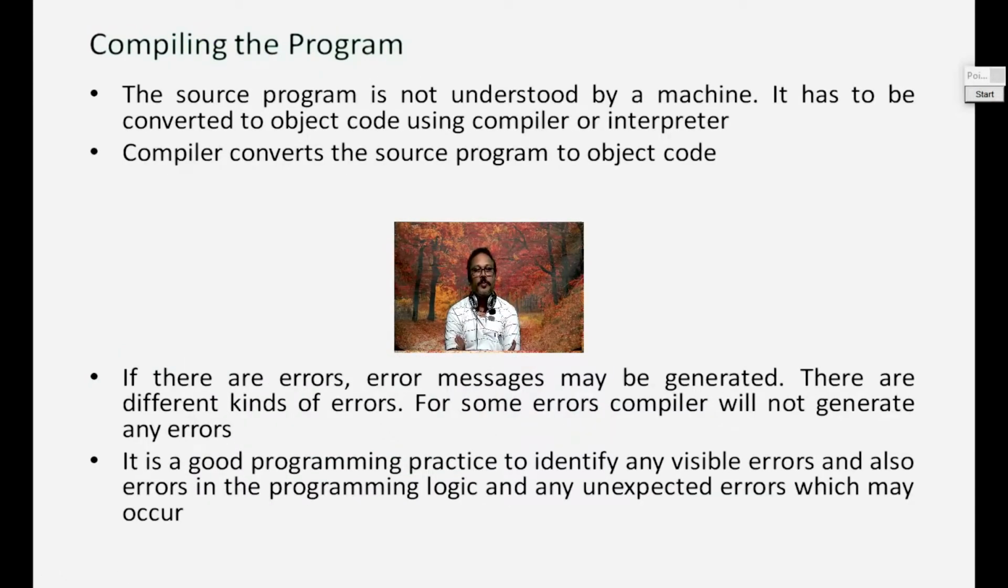Compiling the program. Okay, you have written the program. Now what do you have to do? You have to compile the program. That means you have to convert it into the machine code or object code which the computer understands. How do you do it? By invoking the appropriate compiler or interpreter. Actually, this compiler and interpreter will be part of the integrated development environment. So using the mouse or some key combinations of the keyboard, we can compile the program. The compiler converts the source program to object code.